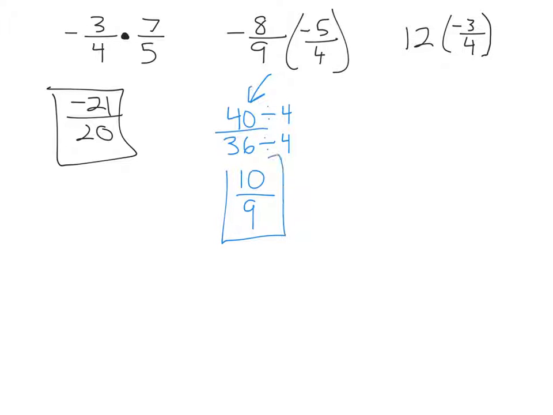And that's our answer. So that's one way we can do this problem. We can multiply just like we would do normally, and then we would simplify our answer. Okay? There's another way we can do it, which sometimes might make it a little bit easier. It depends on what works for you.